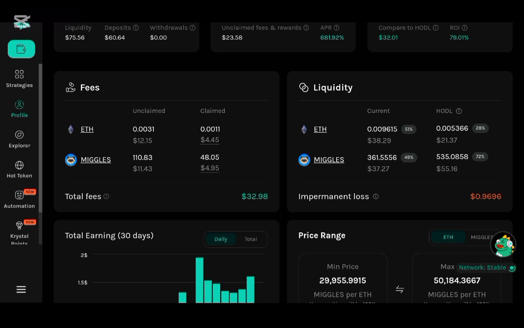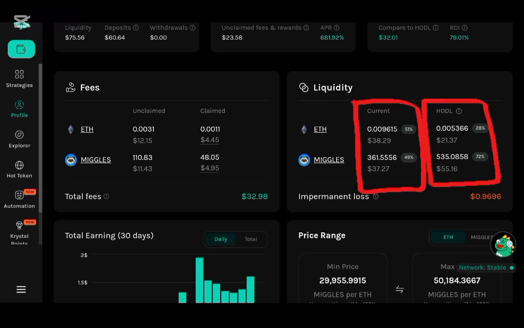But what I'm going to talk about here is impermanent loss, and I'm going to show you this example here of the liquidity. So there's current and there's hodl. This is how they calculate the impermanent loss. So you see, impermanent loss here is almost $1.